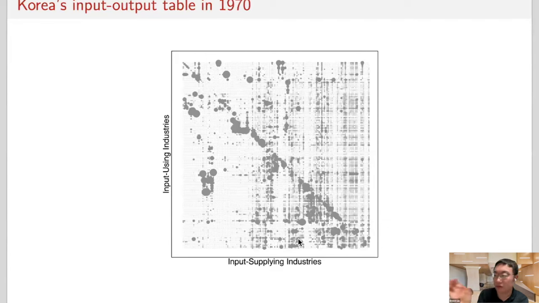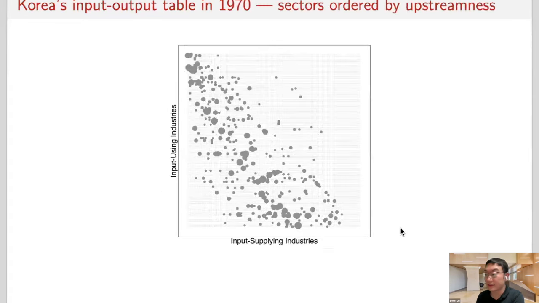Second, I'm going to reorder the sectors according to upstreamness. I'm going to first show to make the most upstream industries appear first and most downstream industries appear last, according to the notion of upstreamness that's widely used in the literature, Antras et al. So once I do those two operations, rearrange industries by upstreamness and then remove small entries, this is the remaining input-output table. Now, I want to highlight a few features.